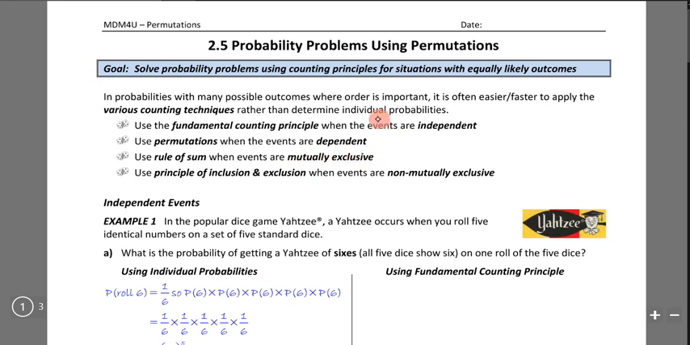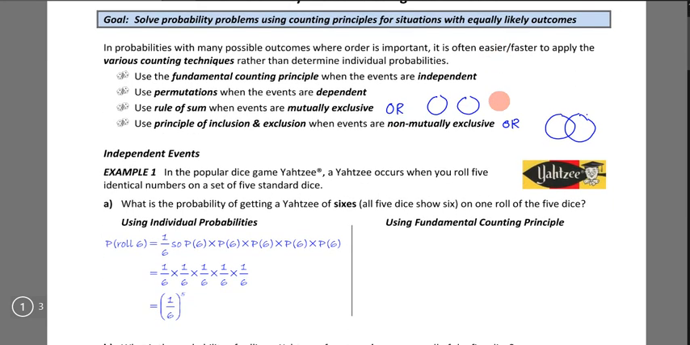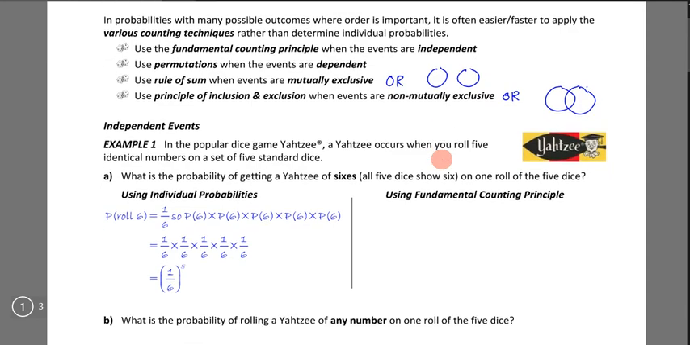As a reminder, that is the OR problem. And we can use the principle of inclusion and exclusion when events are non-mutually exclusive, which is also an OR problem, but with shared sets. Mutually exclusive is when they are separate. So I'm going to just jump right into some examples of calculating probability.